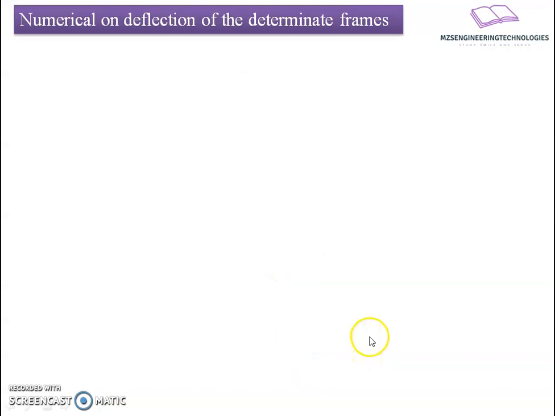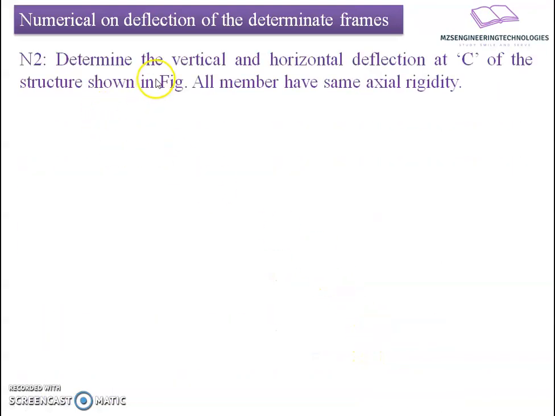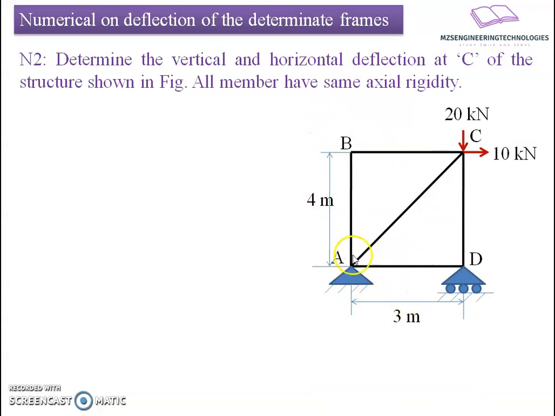Now let us move to numerical number 2, which states: determine the vertical and horizontal deflection at C of the structure shown in the figure. All members have the same axial rigidity. The frame has two supports, a hinge support at A and a roller support at B. The frame supports a vertical applied load of 20 kilonewton and a horizontal load towards the right of 10 kilonewton at joint C.